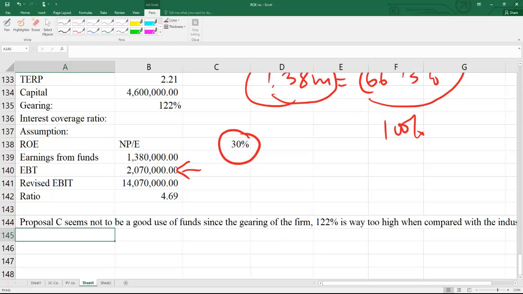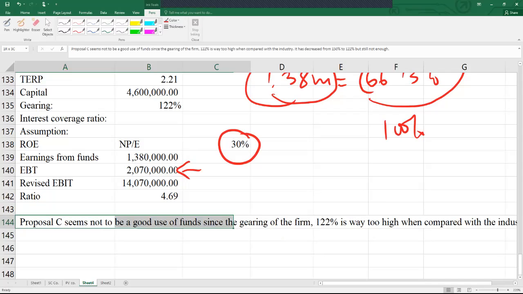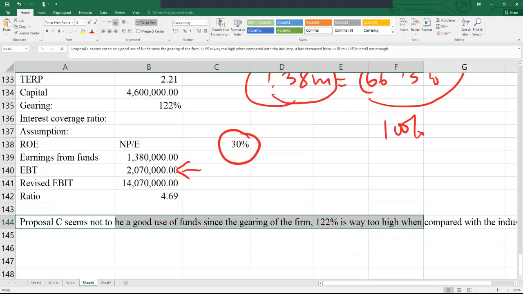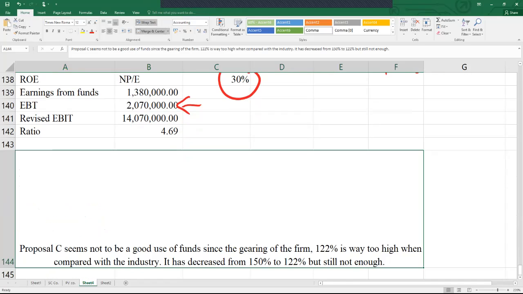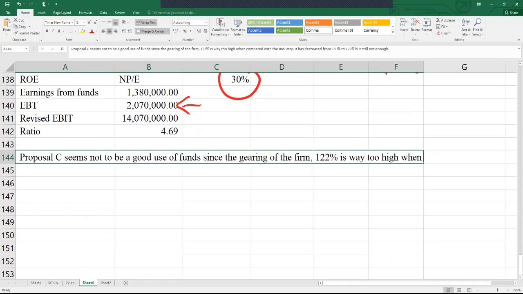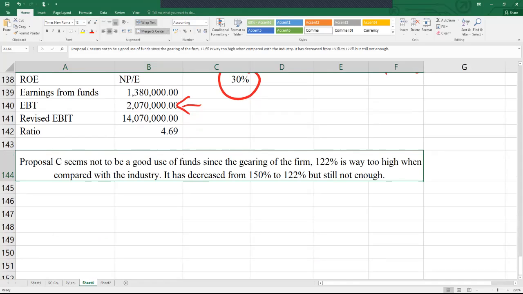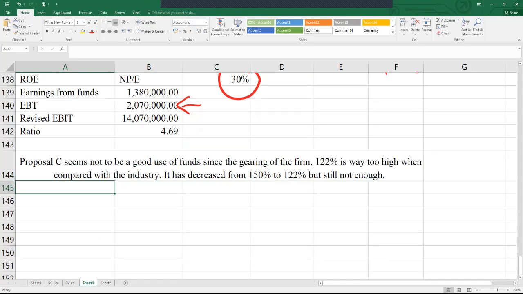That's on that particular comment regarding the company gearing. What about the company's financial risk?